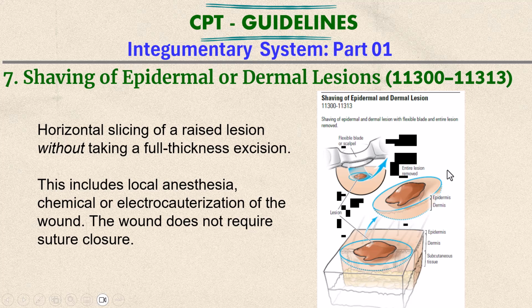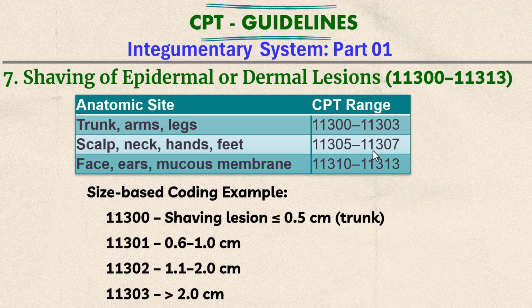Next topic is shaving of epidermal or dermal lesions. So you can see here, horizontal slicing of a raised lesion without taking a full thickness excision is called shaving. This includes local anesthesia, chemical or electrocauterization of the wound. The wound does not require suture closure. So the code series include 11300 to 11313. They are divided by the anatomic site.